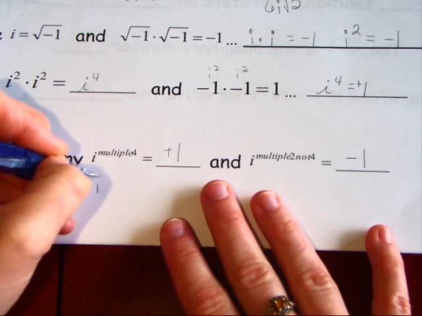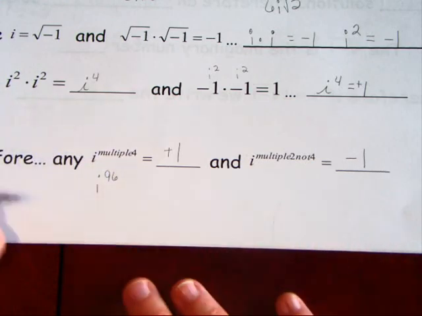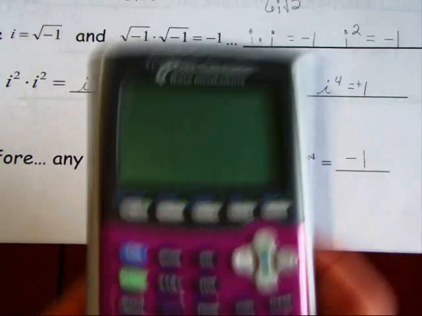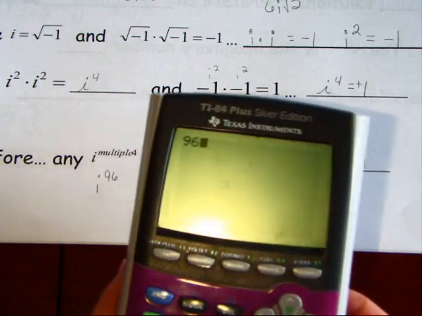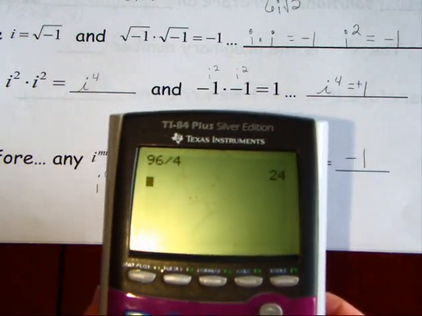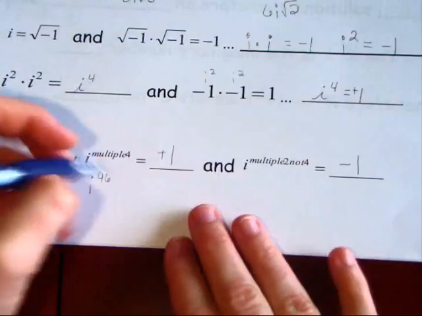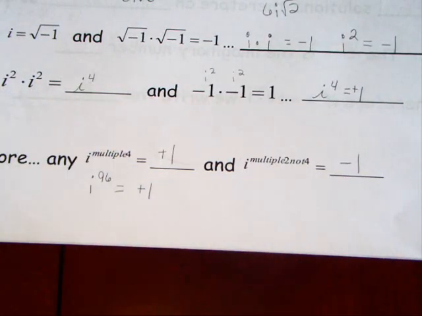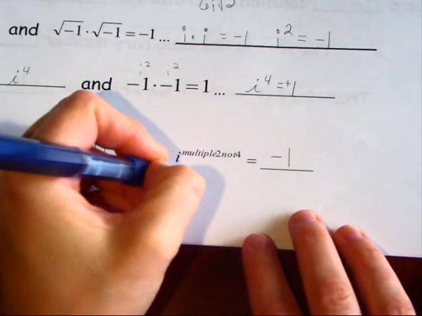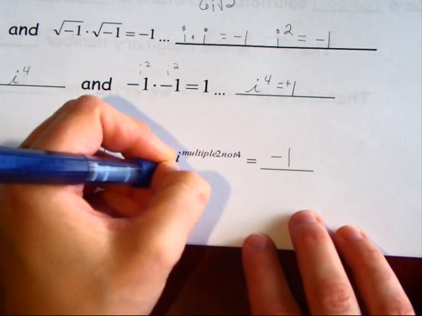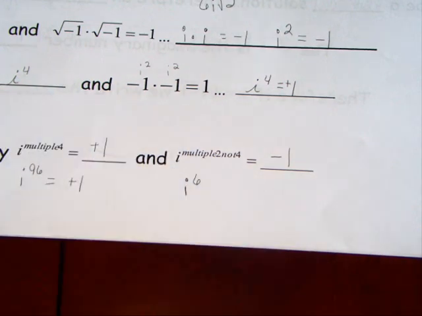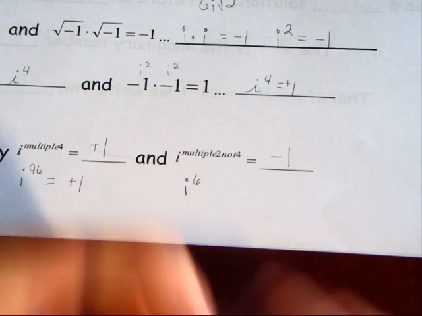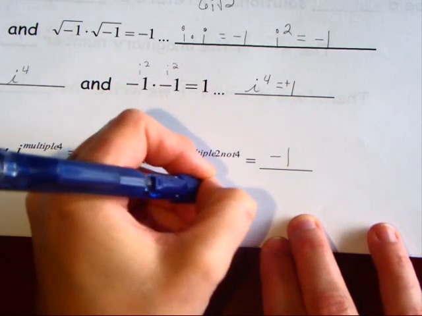Let's say that we have i to the 96. Well, does 96 divide by 4? Hopefully your answer is yes. Okay, it's even. i to the 96 is a multiple of 4. Therefore, i to the 96 is a positive 1. Let's try one of these. What about i to the 6? Does 6 divide by 4? No. Does 6 divide by 2? Yes. The answer is a negative 1.